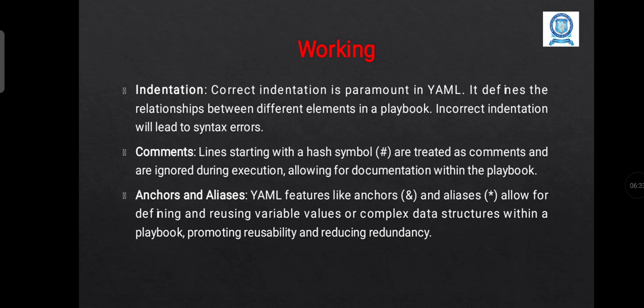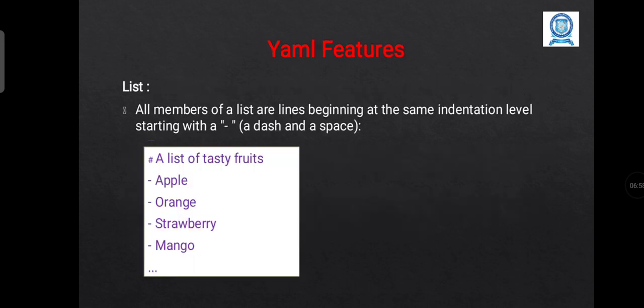Comments. Lines starting with the hash symbol are treated as comments in the YAML language and will be ignored during the execution, allowing for documentation within the playbook. Anchors and aliases. YAML features like anchors and aliases allow for defining and reusing variable values or complex data structures within a playbook, promoting reusability and reducing redundancy.